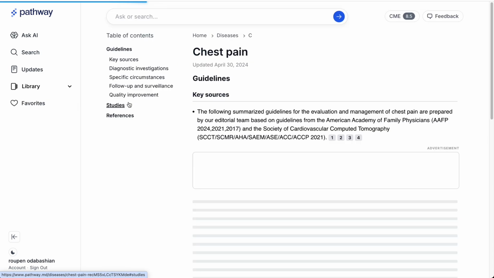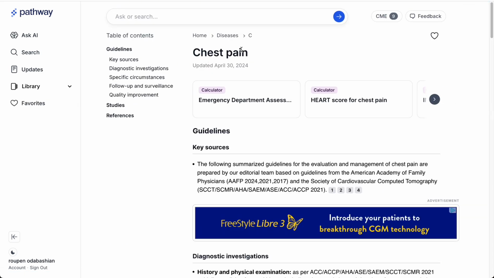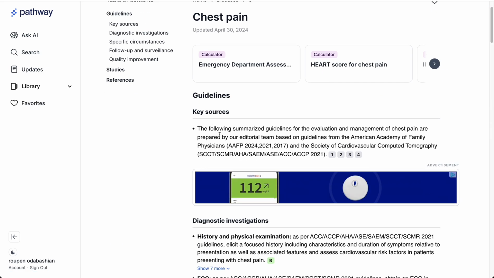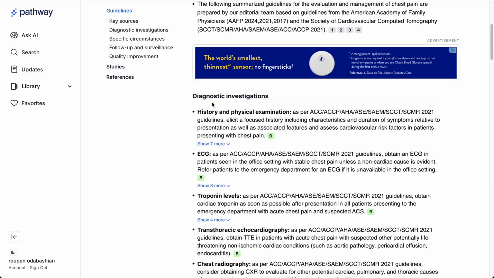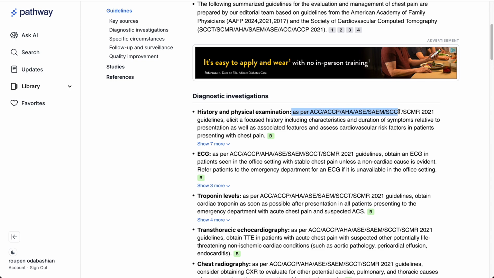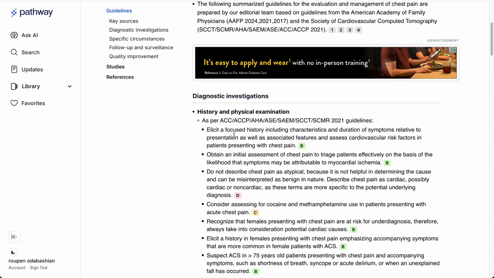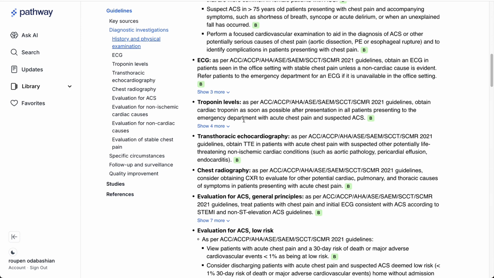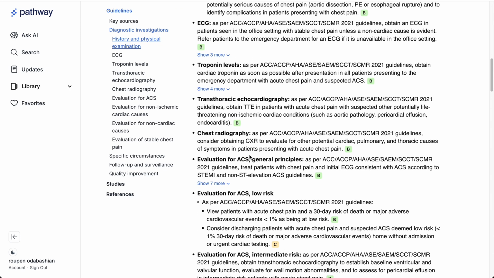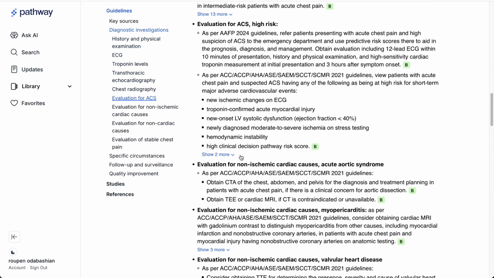So if I click on chest pain, it starts by talking about the resources it uses to talk about the chest pain. So it's just like a textbook, but for free and in an organized way. The diagnostic investigation, what to do, and then it tells you that according to this society's guidelines, we do X, Y, and Z. And so ECG, troponin level, echo, chest radiograph, evaluation for acute coronary syndrome, and it's very nicely written, comprehensive, textbook-like.